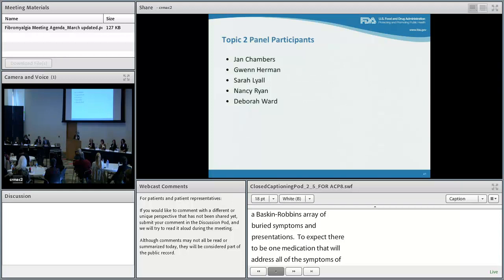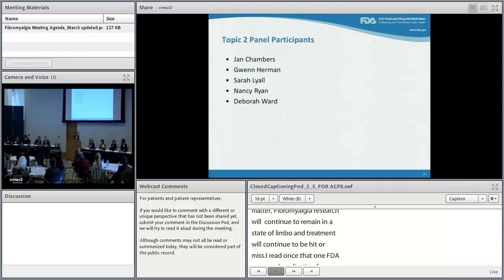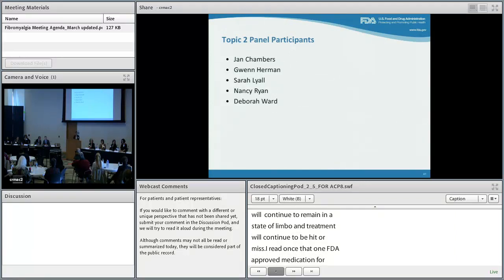Fibromyalgia researchers do not appear to have generated scientifically acceptable and testable hypotheses of causation. Until efforts are directed to this very important matter, fibromyalgia research will continue to remain in a state of limbo, and treatment will continue to be hit or miss. I read once that one FDA-approved medication for fibromyalgia helps 30% of people get only 50% relief from their symptoms. This does not appear to me to be a very effective treatment.